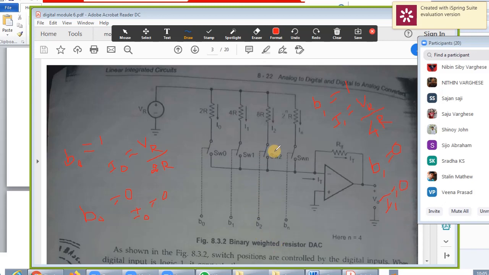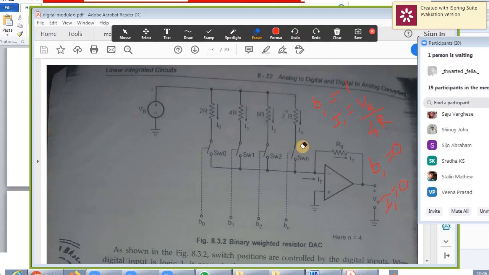Similarly for B2, if B2 is 0, the switch is open, so I2 is 0. If B2 is 1, it is virtually grounded, so VR and this resistor are connected in parallel, so I2 is VR divided by 8R. Like that it will go up to Bn. If Bn is 0, In is 0. If Bn is 1, In is VR divided by 2 power n R. So now you understand the value of I0, I1, I2, In depending upon B0, B1 and Bn.